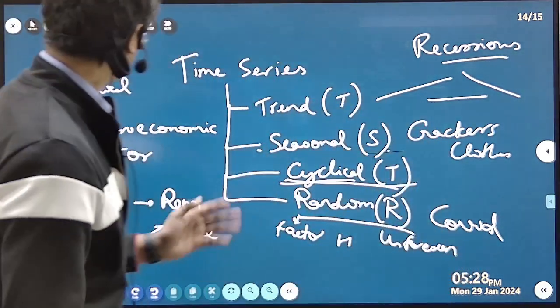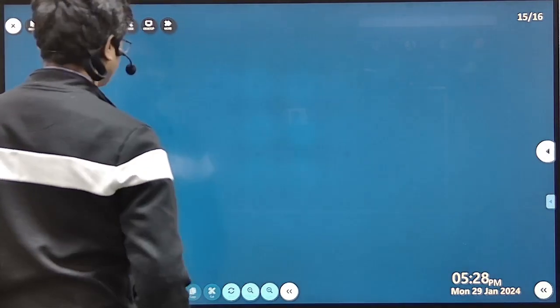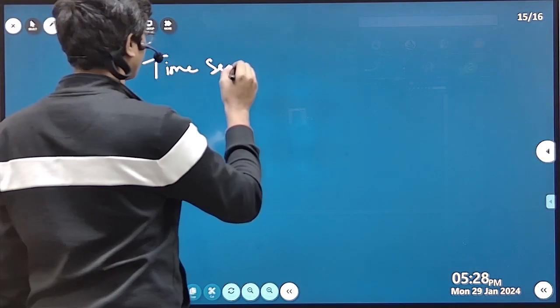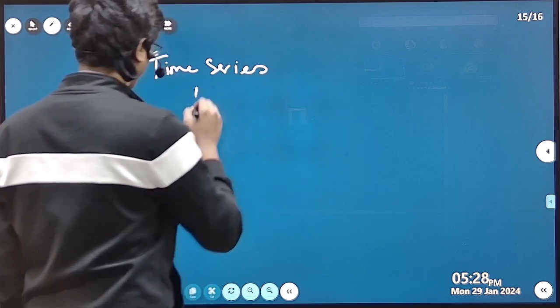Okay, right. Now in time series, you have two models.